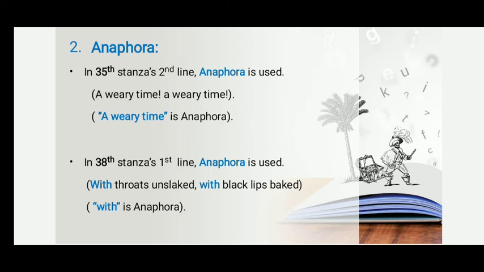Now, the second literary device in the third part of this poem is anaphora. I already defined anaphora. Here is only its use. Number first, in the 35th stanza, second line, anaphora is used as "a very time, a very time." So "a very time" is anaphora.